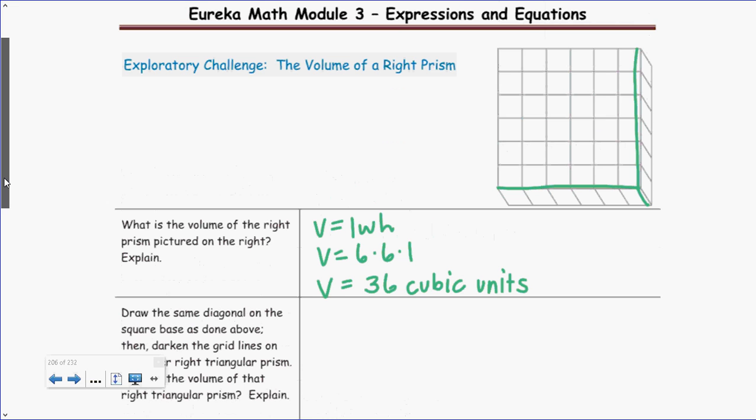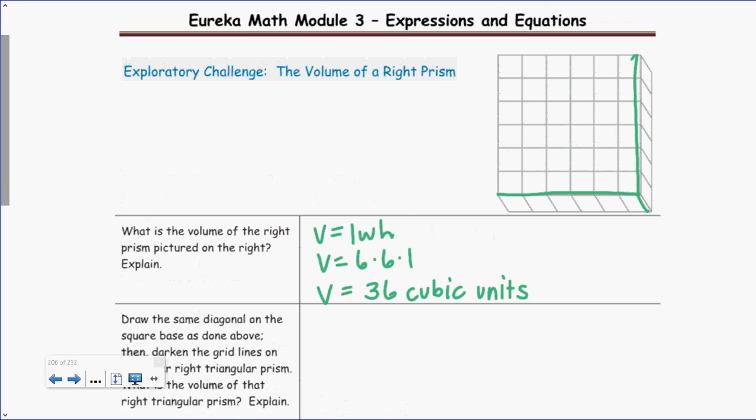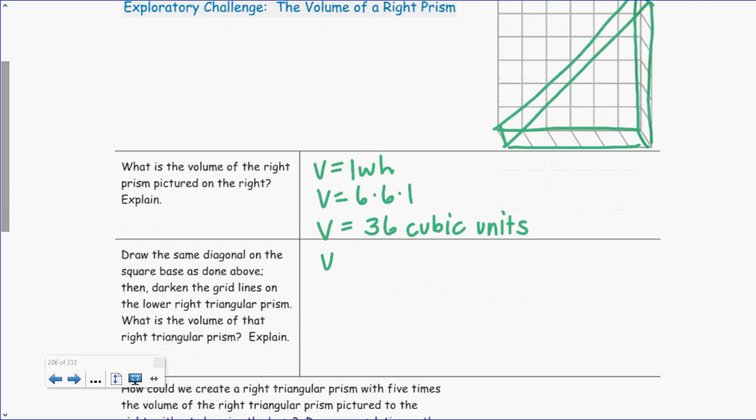Okay, now what we're going to do is draw that same diagonal, and we're going to talk about how this works for triangular prisms. So if you can kind of imagine, and I'm even going to draw the back line there, try to imagine this as a triangular prism. It is now half of that. So now we can use the formula 1/2 length times width times height. So the volume of this one would be 1/2 times 6 times 6 times 1. Okay, and that would be half of 36, which is 18 cubic units.